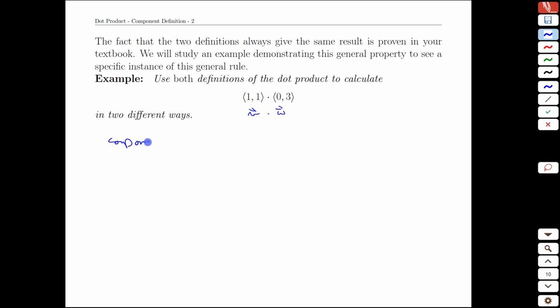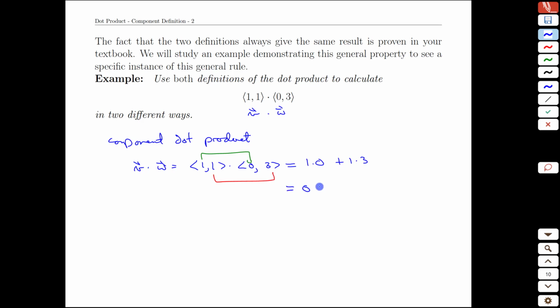If we do the component dot product, that is certainly the simplest case here because we have the vectors and components. V dotted with w is 1, 1 dotted with 0, 3. And to do that product, we take the x component and x component, so 1 times 0, and then we add the y component times the y component, 1 times 3. So we end up with 0 plus 3, or 3. Fair enough. What about the angle notation, or the angle version?